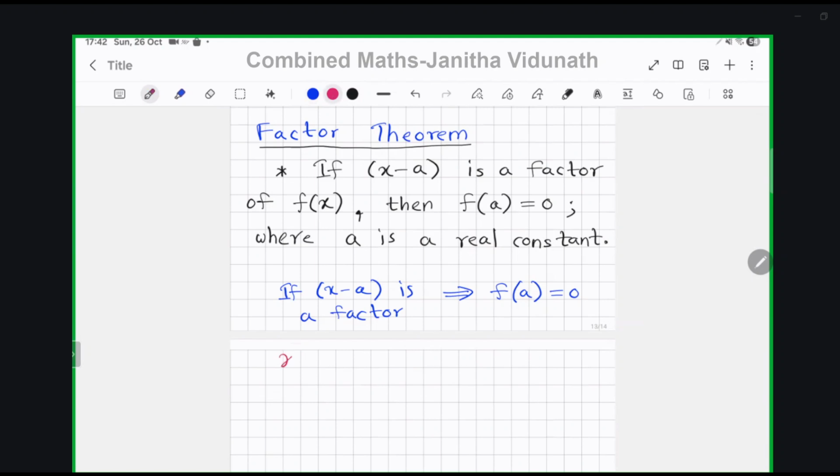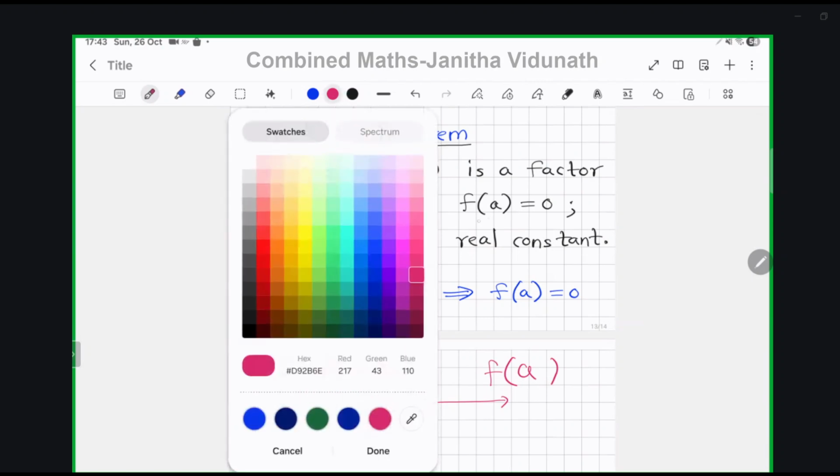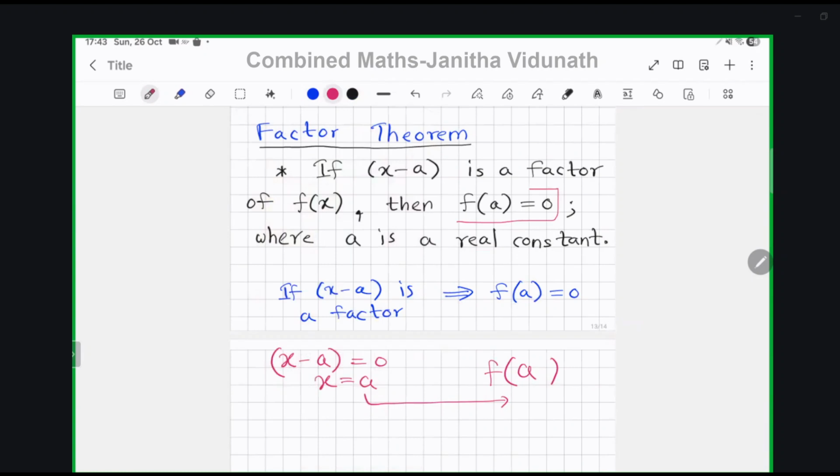That means we simply set our factor to 0. From this, we can say x equal to a. Then we put that value inside our function. This is very similar to the remainder theorem. Here, we know that if we divide by x minus a, the remainder should be f(a). Since this is a factor, the remainder is 0. This is a special form of the remainder theorem.